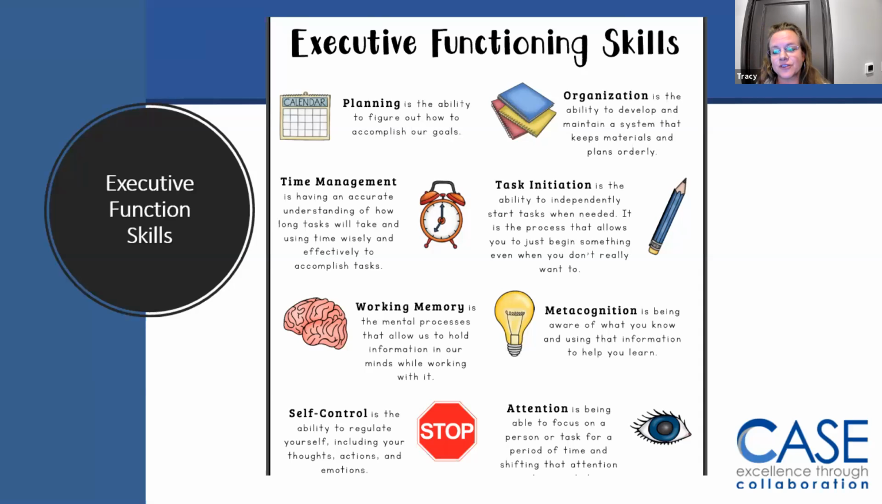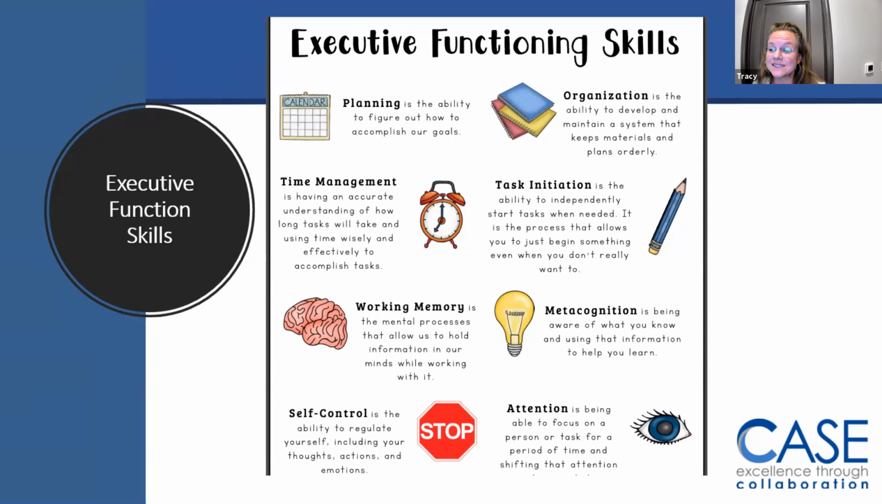There are lots of different things that are a part of our executive functioning skills, and they can be broken down into many different areas. And again, if you've heard of this before, you may have heard of many different areas that are explained when talking about executive functioning. These are some of them, and they include planning, which is the ability to figure out how to accomplish our goals. So this is thinking about what needs to be done, the steps that we need to take.